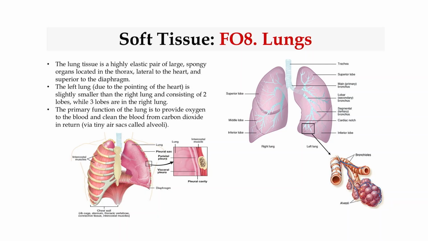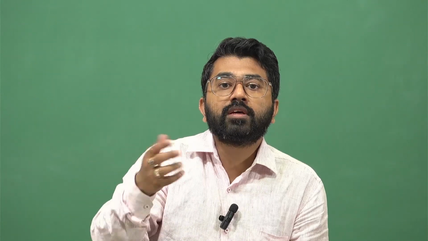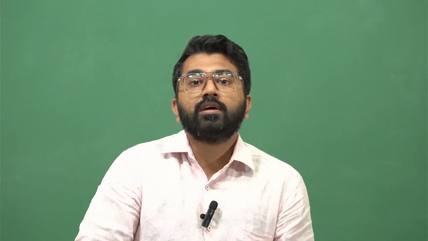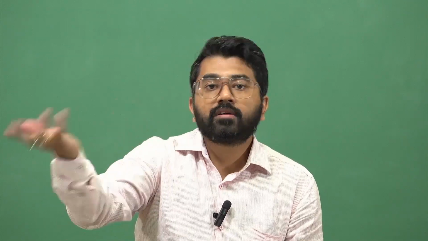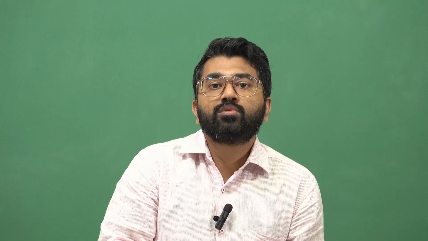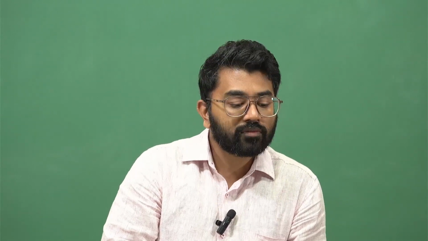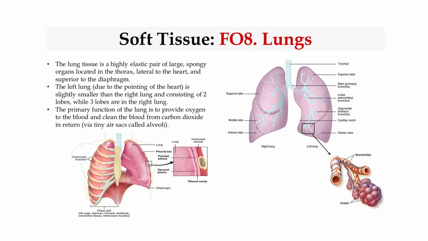Alveoli are the tiny sacs at the very end, where the air gives out the oxygen and takes up the deoxygenated blood, and gives out the oxygenated blood. So that's the exchange, the cleaning of the air, which happens. The primary function of the lung is to provide oxygen into the blood and clean the blood of carbon dioxide, in return, through very tiny air sacs, the alveoli, right?